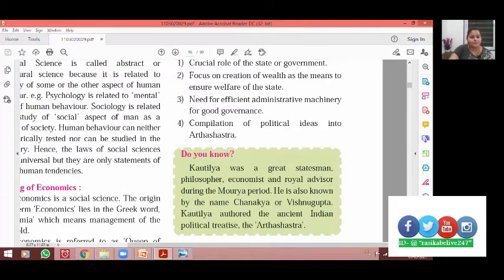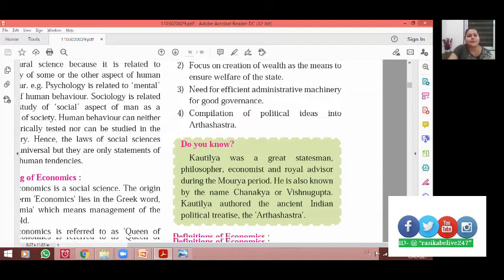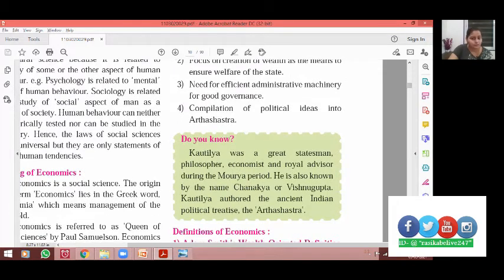Do you know? Now we are going to know about who this Kautilya is. Kautilya was a great statesman, philosopher, economist, and a royal advisor during the Maurya period. He is also known by the name Chanakya or Vishnugupta. Kautilya authored the ancient Indian political treatise named the Arthashastra. So I'm sure now you know who this Kautilya is.